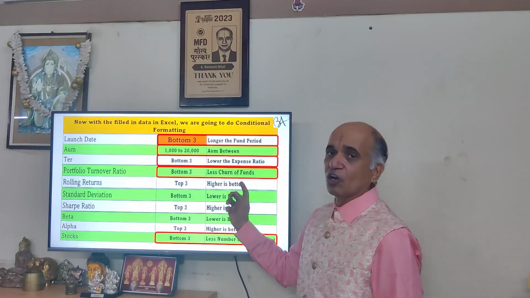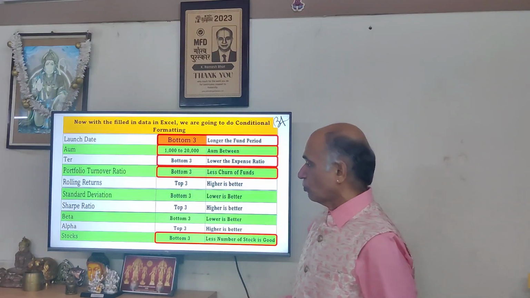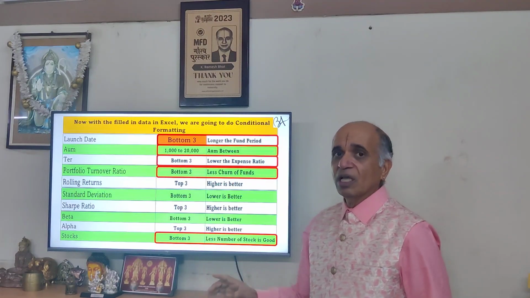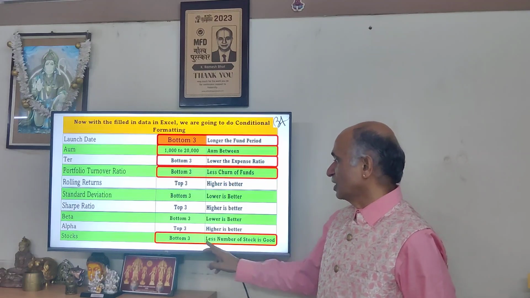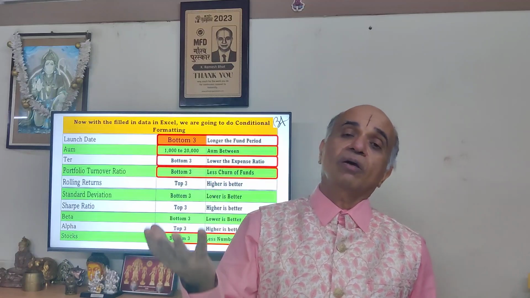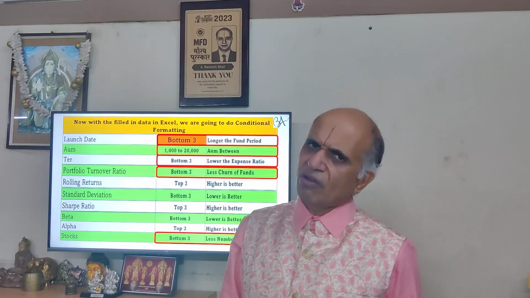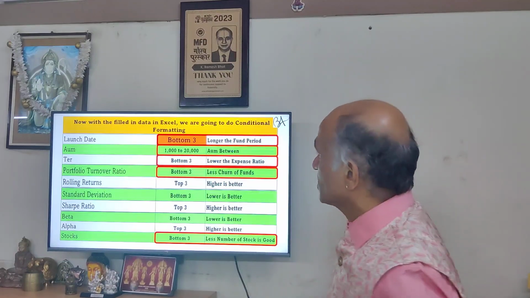My perception is lower portfolio turnover. You can take it the other way too. You can take top 3 also. Stocks, lesser stocks, bottom 3. Fewer stocks is good, I feel. If you feel that more stocks is better, because there are people who prefer more stocks, that will also work. It's all again perception.